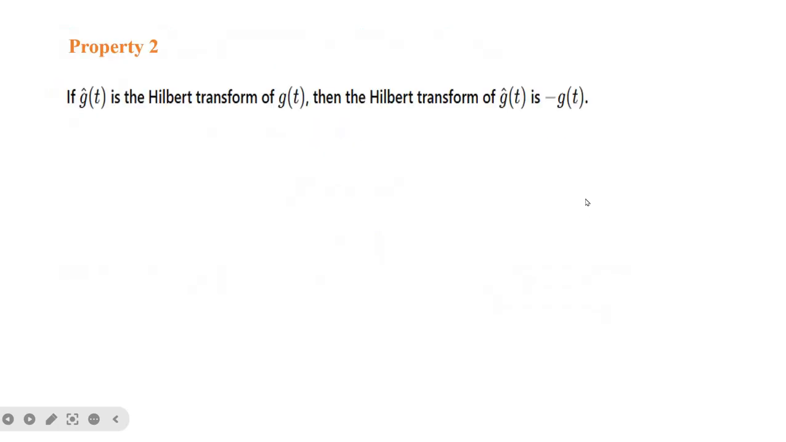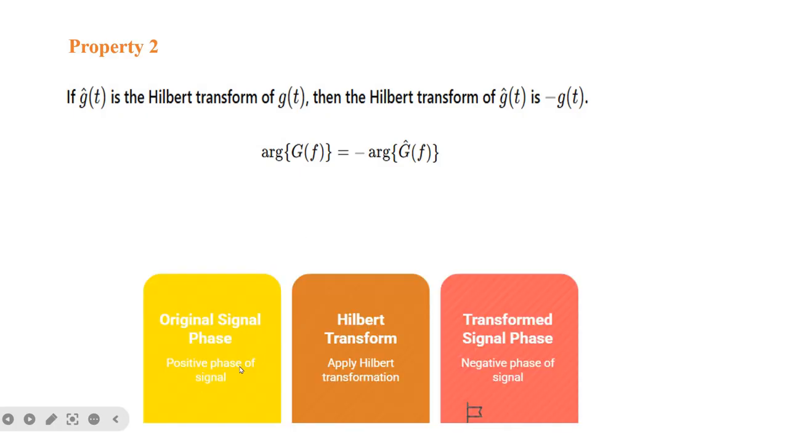Then we have property 2. If g cap of t is the Hilbert transform of g of t, then the Hilbert transform of g cap of t will be minus g of t. Fine. So it means that here you will be having the negative value. Okay. So for the original signal, suppose we have the positive phase of the signal. When you apply the Hilbert transform, then the phase of the signal will be changed to negative.